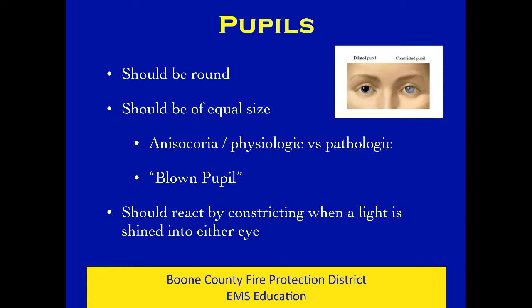That may be a physiologically normal variant for them, or it may be pathologic, in which case it's an indicator that there's increased swelling inside their cranium, elevated intracranial pressure, and they have unequal pupils. A blown pupil has been slang for many years and still is, and the picture shows you a very dilated pupil on one side and a constricted pupil on the other, a blown pupil.